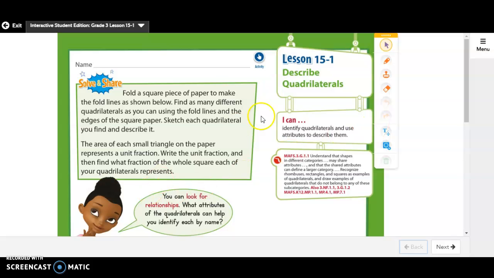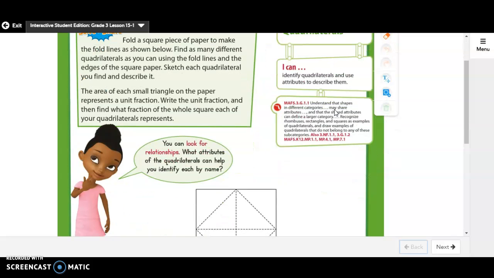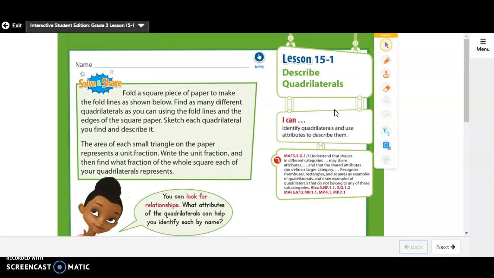Alright guys, so today we're going to actually switch it up. We're starting with chapter 15, and we're going to start talking a little bit about quadrilaterals and some other shapes. So today we're spending our time talking about quadrilaterals.